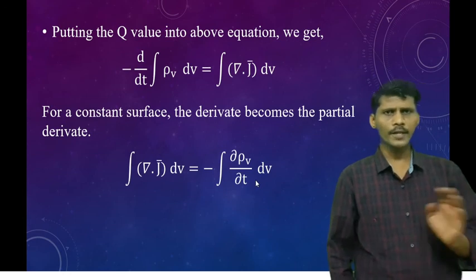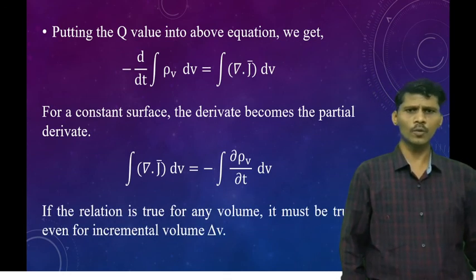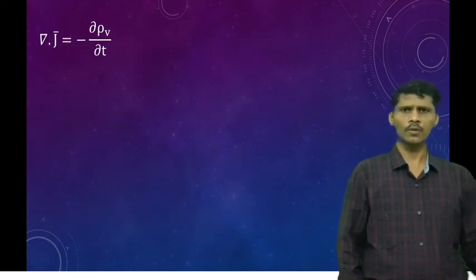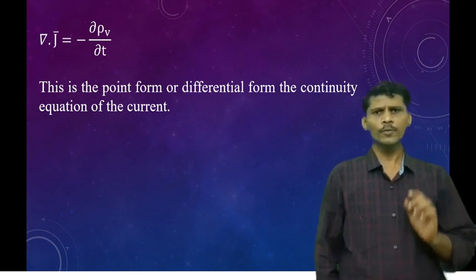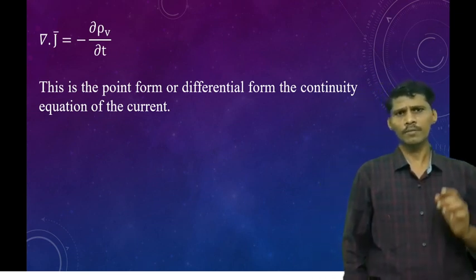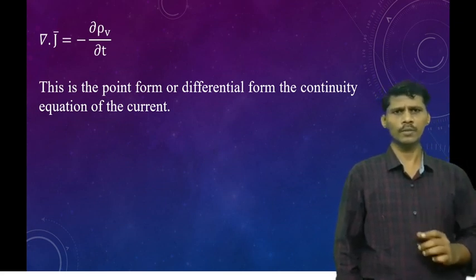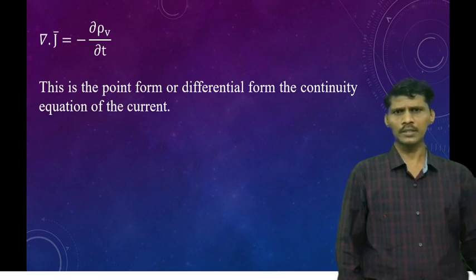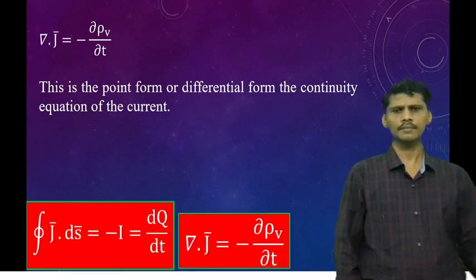On both sides, the volume integral will be cancelled. We get del dot J bar is equal to minus dou rho v by dou t. This is the point form or differential form of the continuity equation of the current. These are the integral form and differential form of the continuity equation.